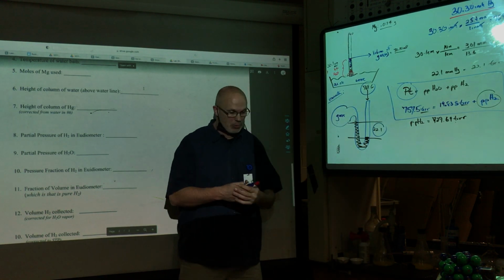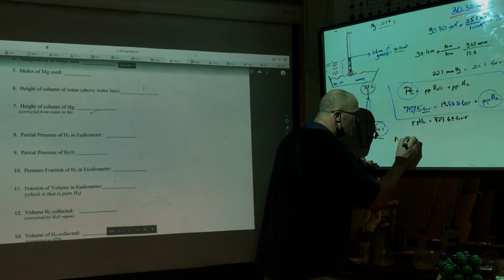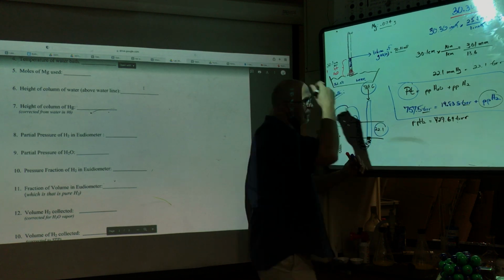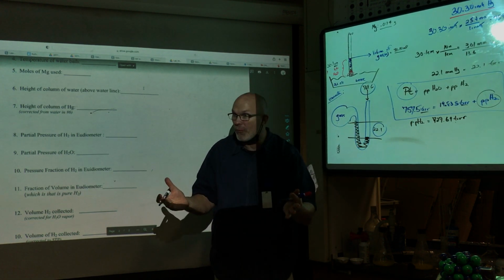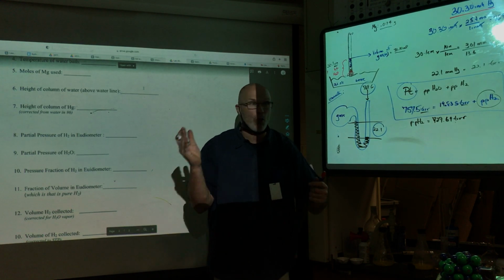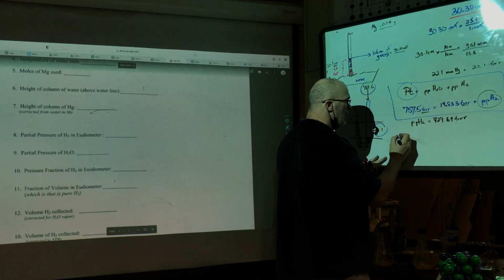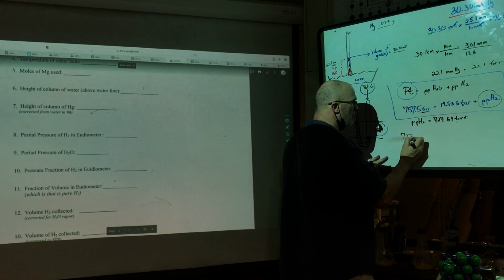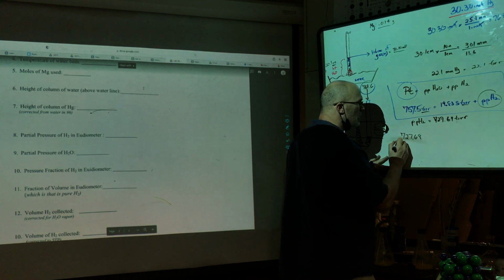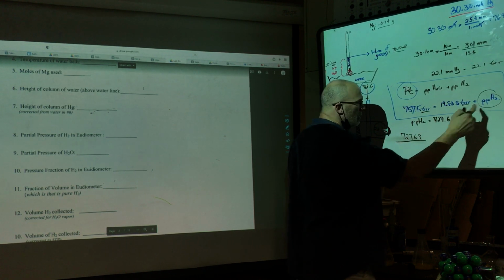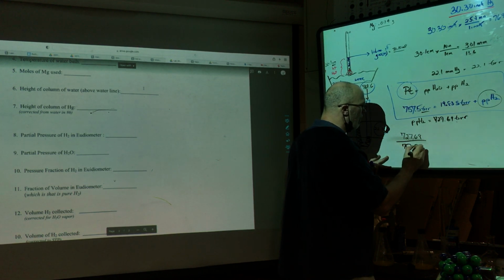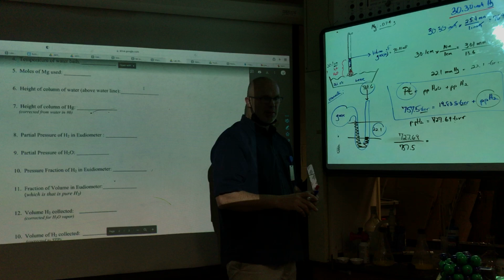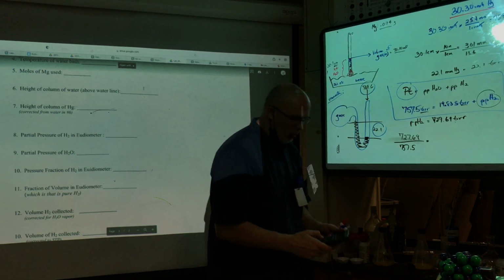N is proportional to volume. So what I'm going to do is find a pressure fraction. It'd be the same as a mole fraction, volume fraction. They're all proportionate. So I take my 727.69, which is the part over the total, 757.5 torr, and I'm going to come up with a decimal. Of course, less than 1, but it'll be pretty high.